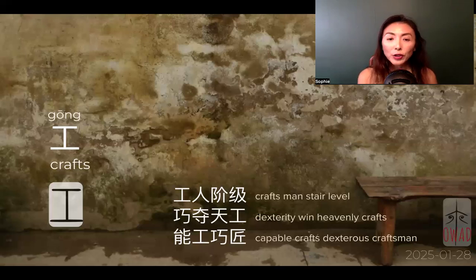Okay. So the expression 工人阶级: craftsman, stair, level. First of all, proletarian. I hope I pronounce it right. That's a Marxism concept. And Marxism plays the proletarian against the capitalists, who have finance resources, versus those who have labor. So basically, it's the struggle between labor and capital. That's the placement in the Marxism construct of how the world runs.